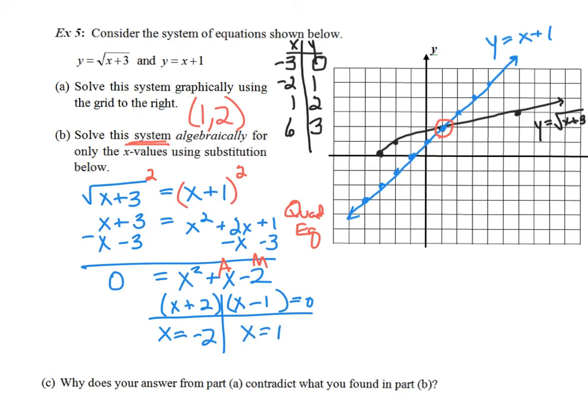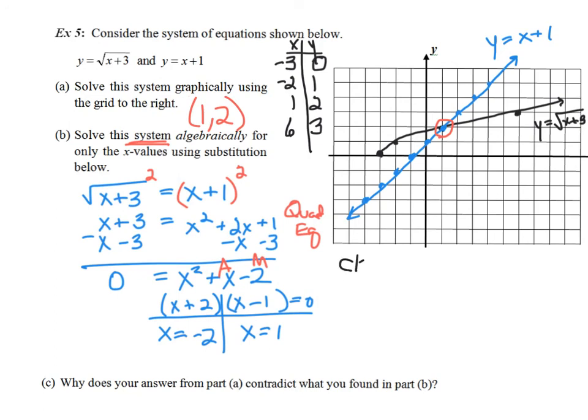Now I can clearly see that in part A, I only had one point of intersection, so that's helpful to look at the graph and say, how many solutions am I going to end up with? Notice that in part A, this second coordinate is really the y-coordinate. It's not a second solution. My only solution is 1. Now that's going to become evident when I go ahead and check my answers.